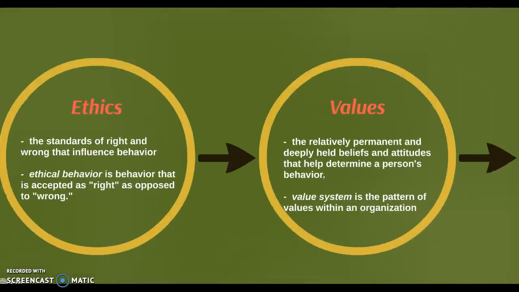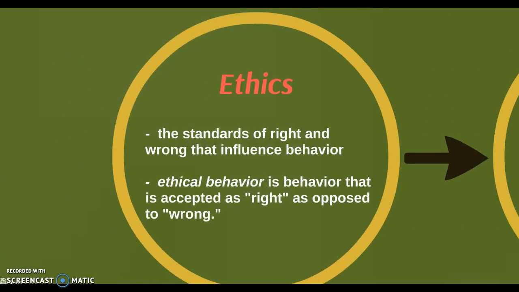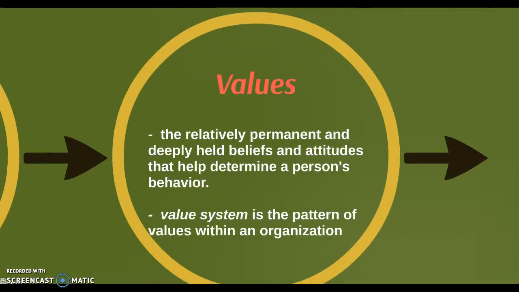So we have these two things, ethics and values, that we looked at earlier. Ethics are those standards of right and wrong that influence our behavior. Ethical behavior is the behavior that we perceive to be right as opposed to wrong. Values are those beliefs that we have that help determine what our ethics should be.